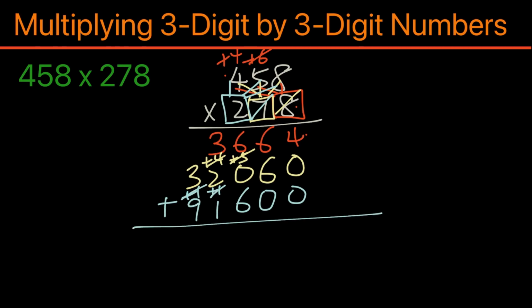Then we're going to add all of them up. So this will be 4. 12, so it has a plus 1. 6 plus 6 is 12, plus 1 is 13. And 3 plus 2 plus 1 is 6, plus 1 is 7. And 3 plus 9 is 12. So the final answer is 127,324.